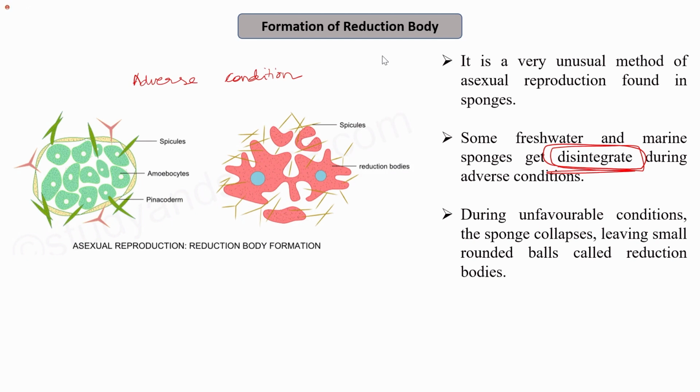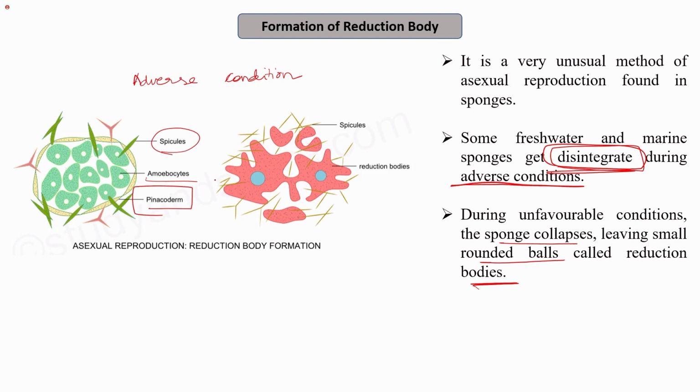So its cells disintegrate during the adverse conditions, and during unfavorable conditions, the sponges collapse, leaving small rounded balls which are called the reduction bodies. So these are the small cells. Pinacoderm is present in the outer layer. Amoebocytes are the cells that help in providing nutrition. Spicules help in providing the skeleton.